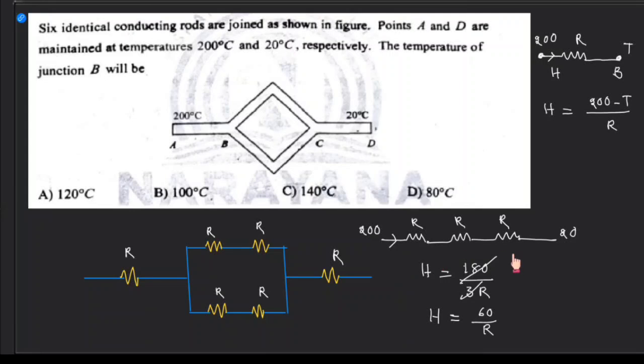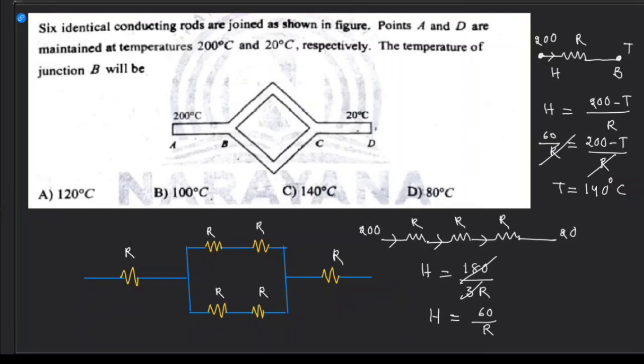And since these are in series, the same current flows through all of them. Whatever current flows here, the same current flows here and here. The current flowing here is 60/R. Therefore 60/R is equal to (200 minus T)/R. Right, this R cancels. Then T is equal to 140. That is the answer for this question.